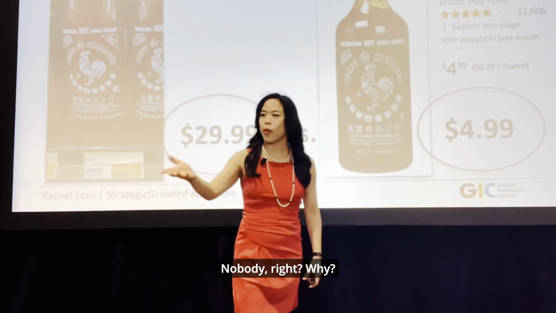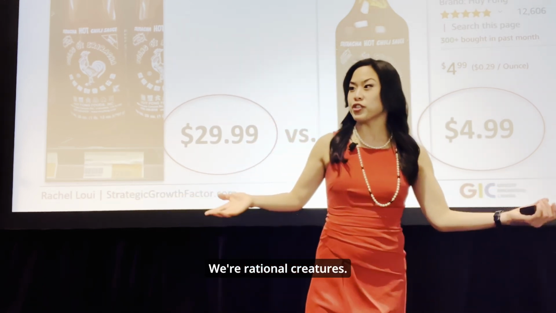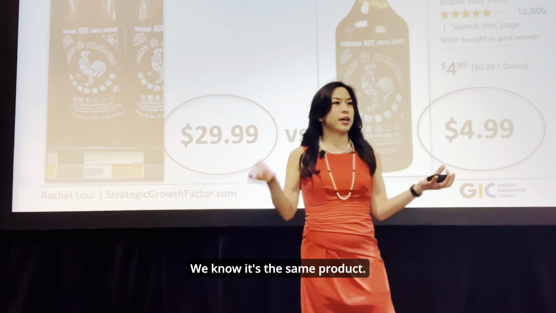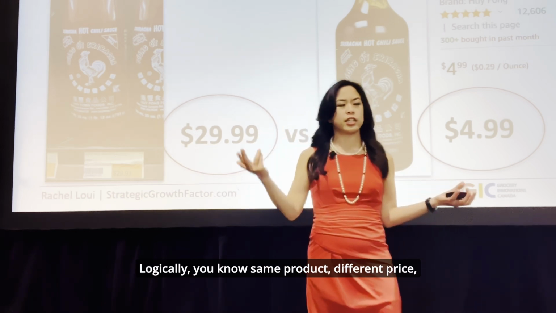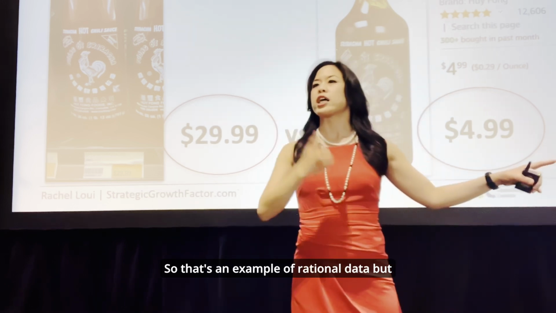$5. Who here would pay $30 for the expensive one? Nobody, right? Why? We're rational creatures. We know it's the same product. Logically, same product, different price, they're going for the cheapest option. So that's an example of rational data.